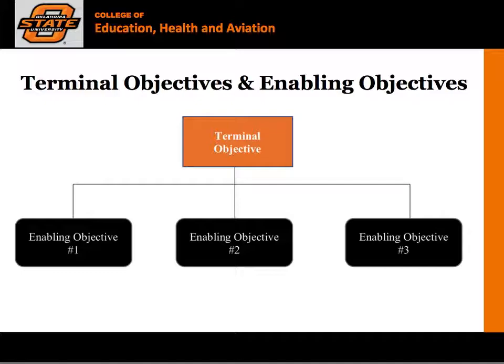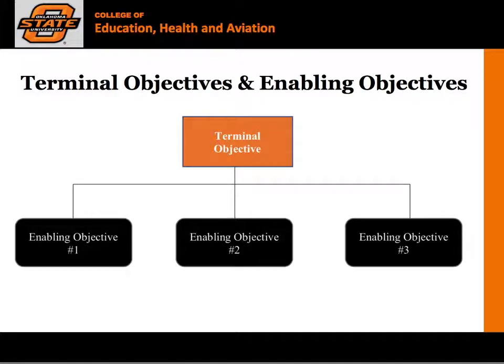The terminal objectives, which are also called instructional goals, are your top dog objectives. They state in measurable terms the overall learning outcomes that learners should be able to achieve. So once you have this terminal objective or instructional goal, it's time to figure out how to get your learners to achieve that goal, which is where your enabling objectives come in.